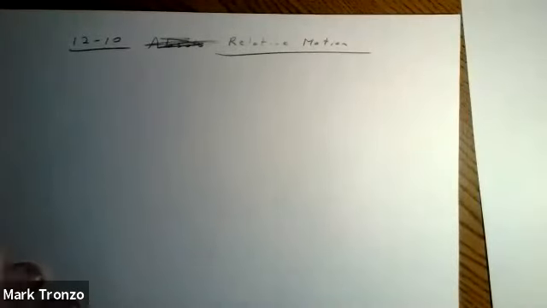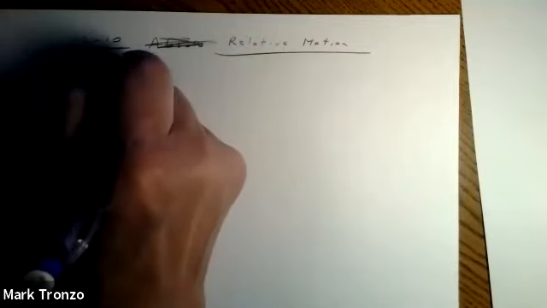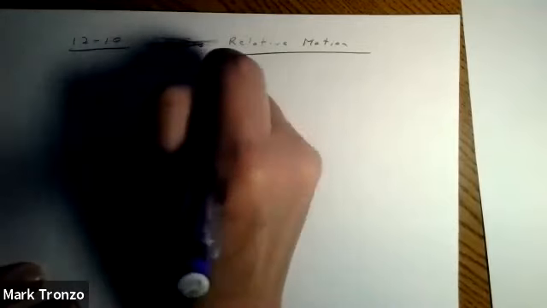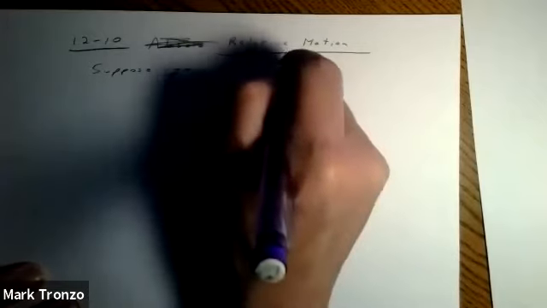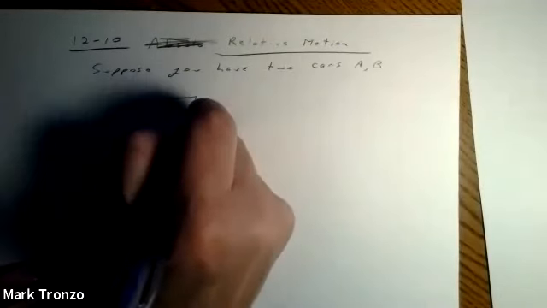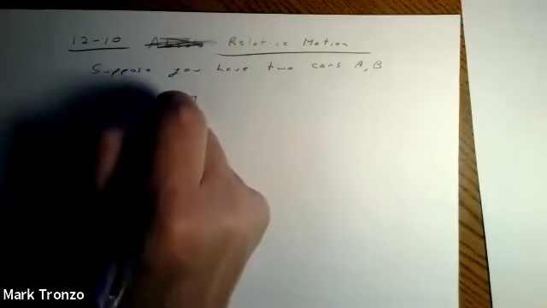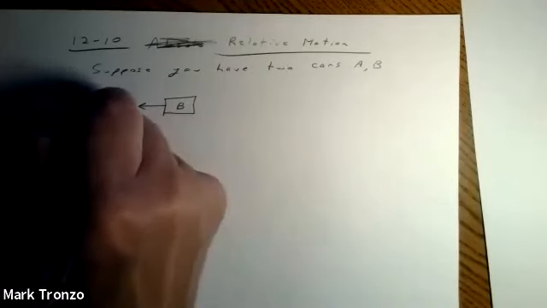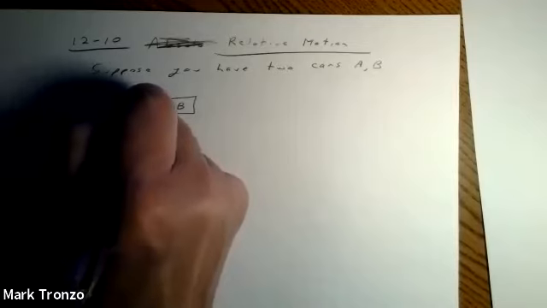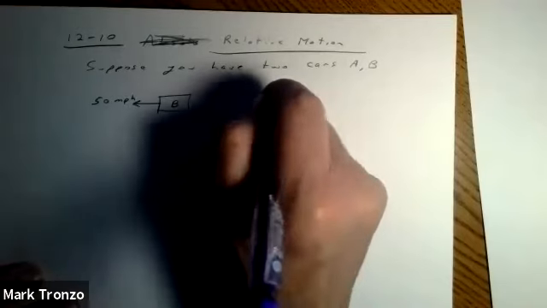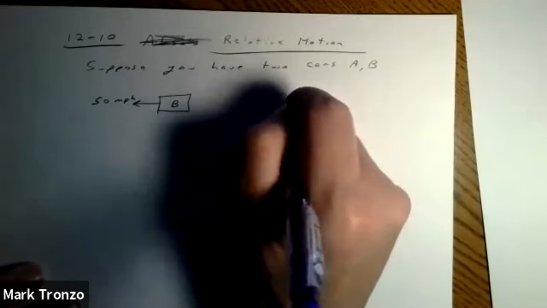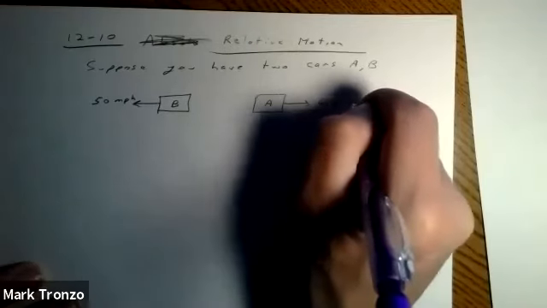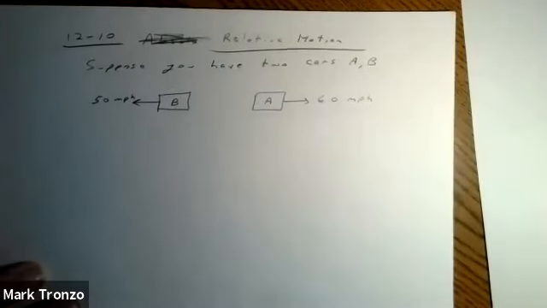So this is relative motion. Suppose you have two cars, A and B. Say B is going in the negative direction, 50 miles per hour. Car A is going to the right, 60 miles per hour.